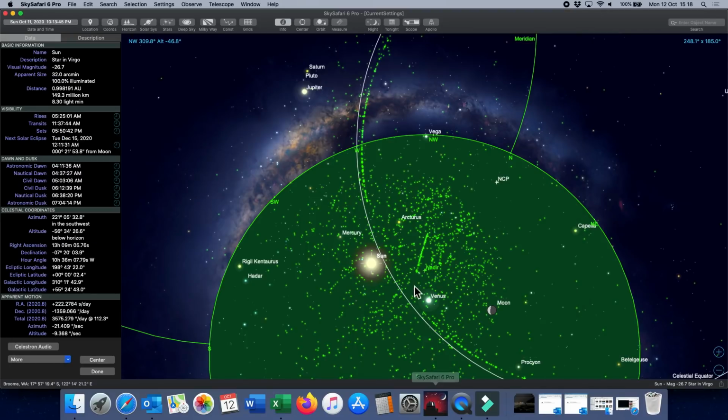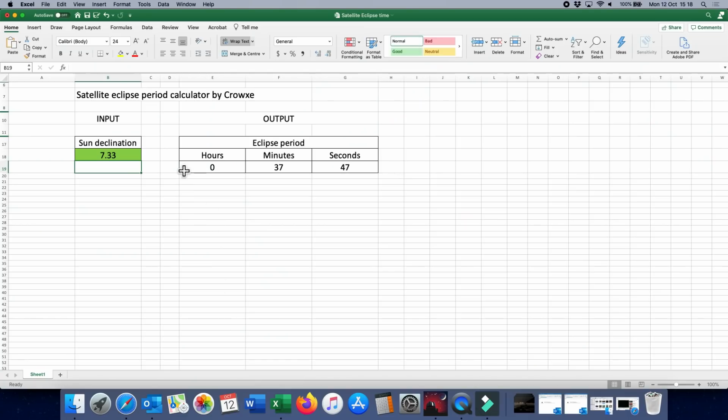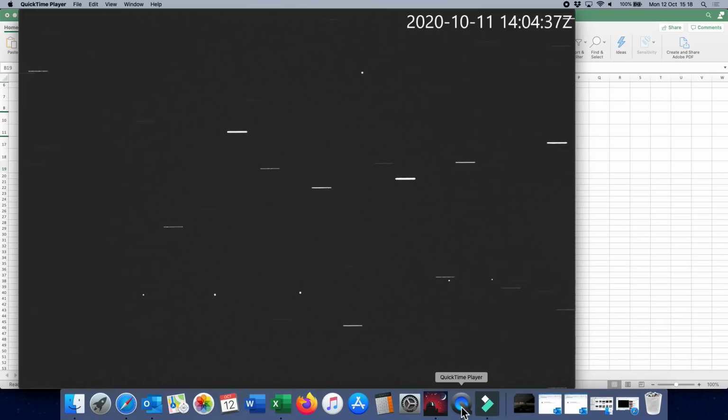Looking at Sky Safari Pro 6, the declination angle of the sun last night was -7 degrees 20 minutes. And if we put that value into the eclipse period calculator, 7.33 degrees declination, we have an eclipse period of 37 minutes and 47 seconds. So once again, the real observation matches the prediction based on the globe nicely.